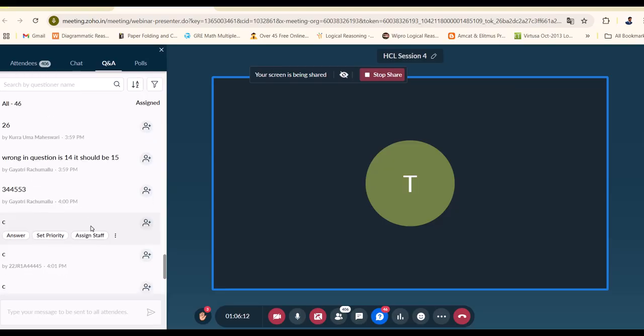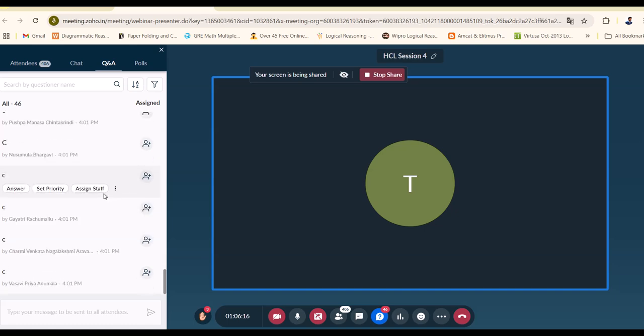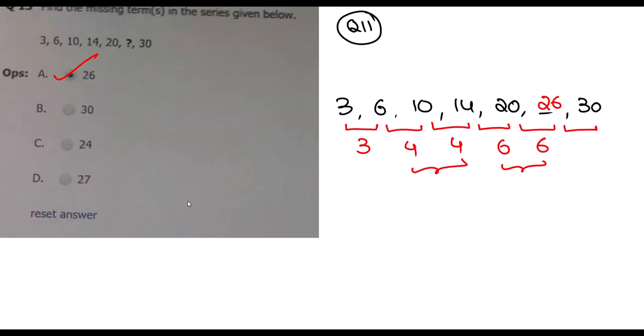Already many given option C. Yeah, C is correct. This question is wrong, many people got the idea. Right? There is a mistake in the question. They have to give 3, 4, 5, 6, 7, something they tried to create. Here 3, 4, then 5 means this will be 3, 6, 10, 15, 21. Likewise, this is 3 gap, 4 gap, 5 gap, 6 gap.